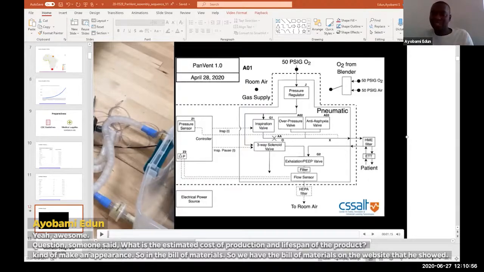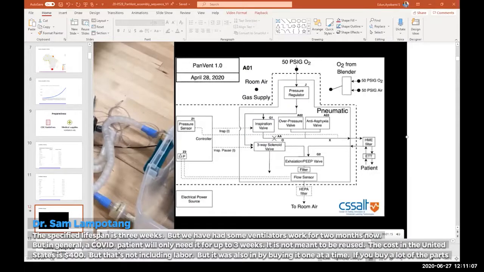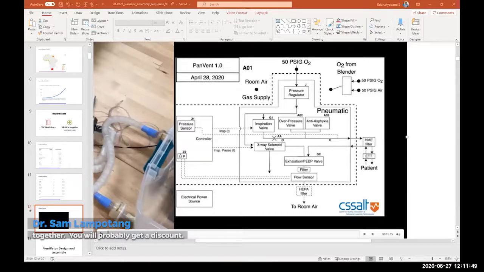Awesome. Okay, different question. Someone said, what is the estimated cost of production and lifespan of the product? The specified lifespan is 3 weeks, but we have had some ventilators work for 2 months now. In general, a COVID patient will only need it for up to 3 weeks. It is not meant to be reused. The cost in the United States is about $400, but that's not including labor. That was also buying it one at a time. If you buy a lot of the parts together, you will probably get a discount.